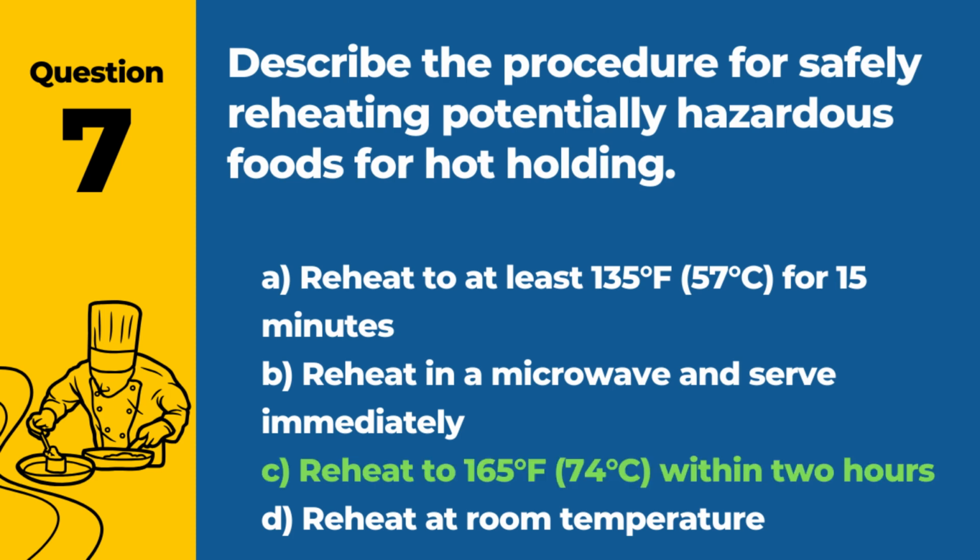Answer. C. Reheat to 165 degrees Fahrenheit, 74 degrees Celsius within 2 hours. The procedure for safely reheating potentially hazardous foods for hot holding involves reheating the food to an internal temperature of 165 degrees Fahrenheit, 74 degrees Celsius, within 2 hours to ensure that any potential pathogens are killed.